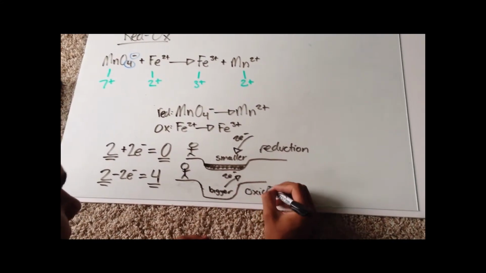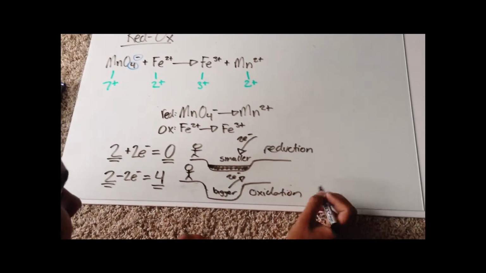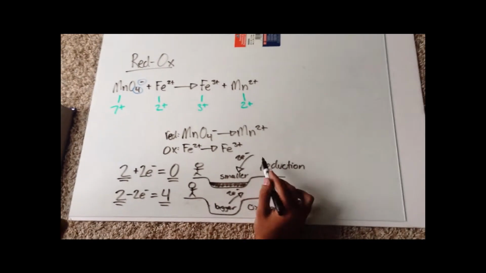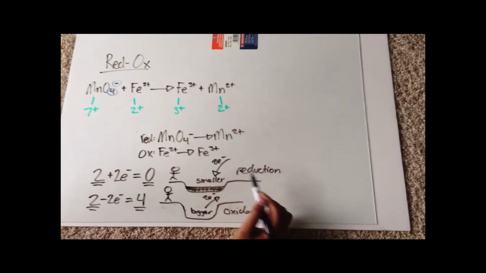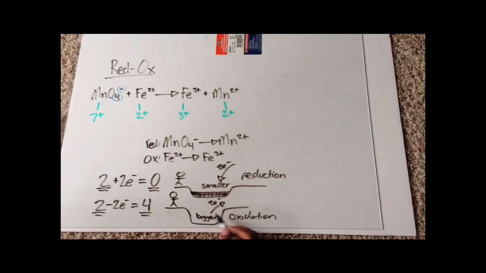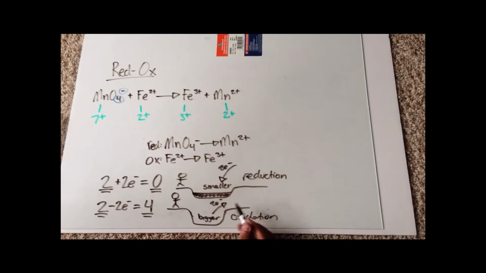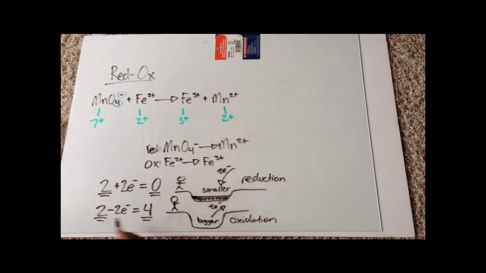This is oxidation. So again, when you add electrons, your number goes smaller because it's negative. When you take out electrons, your number gets bigger. Same thing here.